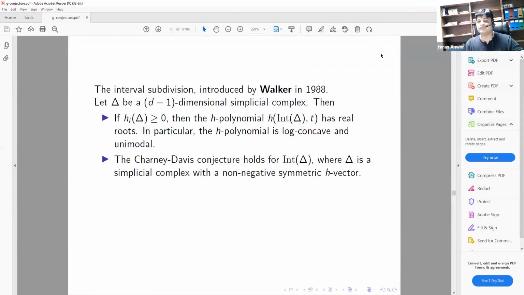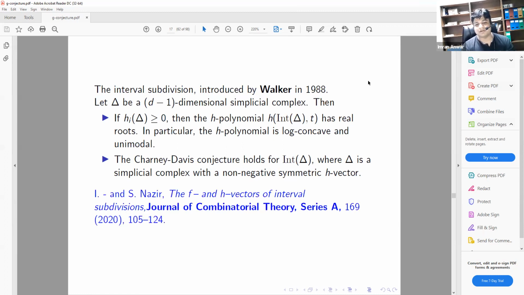For many years, the transformation matrix sending the f-vector to the f-vector and the h-vector to the h-vector was not known. Later on, Shaheen and I came up with a result showing that the h-polynomial of the interval subdivided complex has real roots, provided that the original has real roots. In particular, we show that the h-polynomial is log-concave and unimodal. Ultimately, this implies the famous Charney-Davis conjecture. We prove that the Charney-Davis conjecture holds for the interval subdivision, where delta is a simplicial complex with a non-negative symmetric h-vector. So if the initial h-vector satisfies this condition, then the subdivided complex will satisfy it. This was the Charney-Davis conjecture that we proved, and it appeared in this particular paper. Over to you, Shaheen, now.